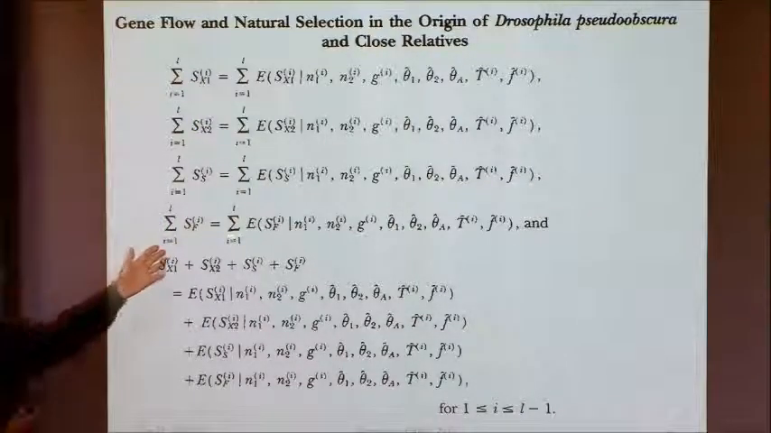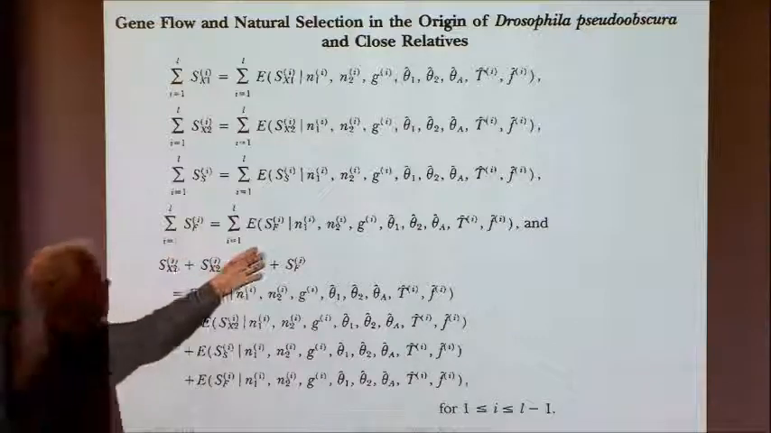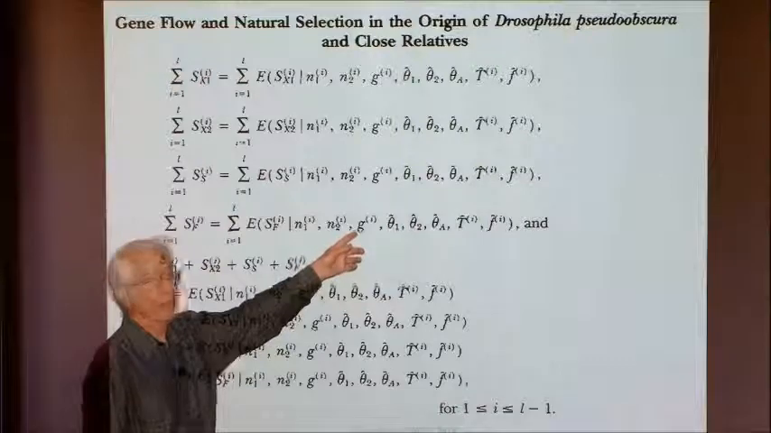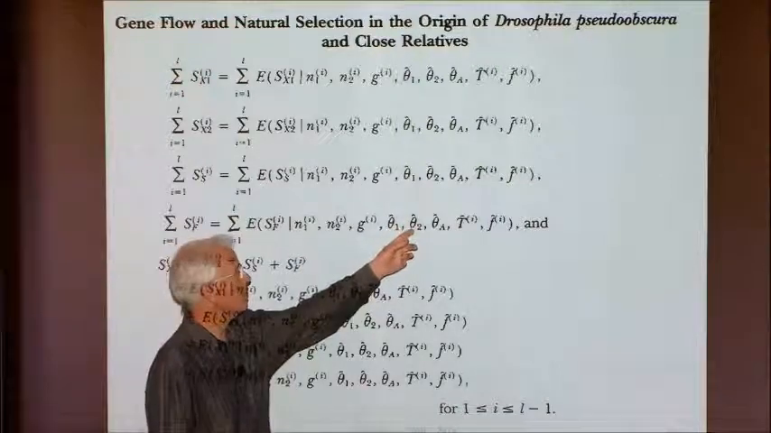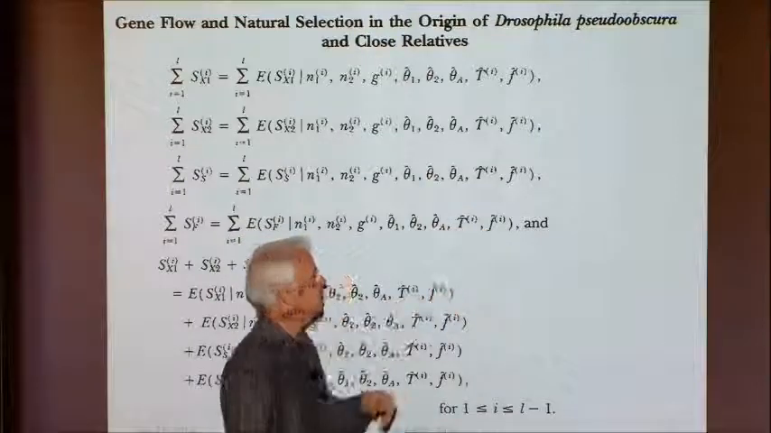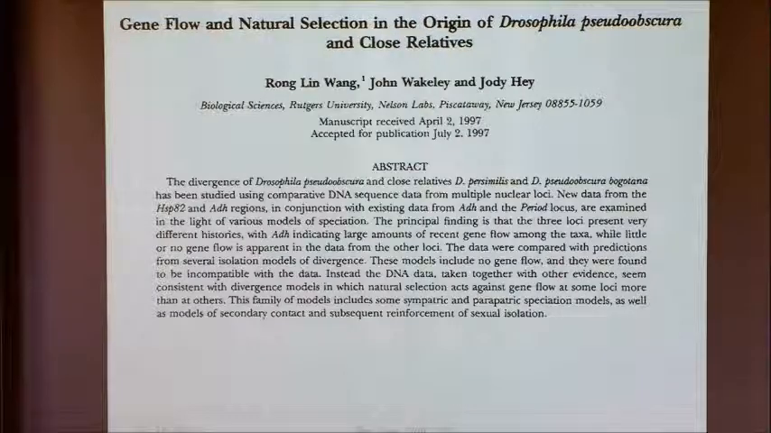And those can be represented in an actual formal expression, in terms of not only the sample sizes, but these parameters. This is sort of whether it's on the X or not on the X. These are the population sizes today, the ancestral, the time, and the gene flow between them. So you can get a very simple representation, and they analyzed a very small amount of data, actually.